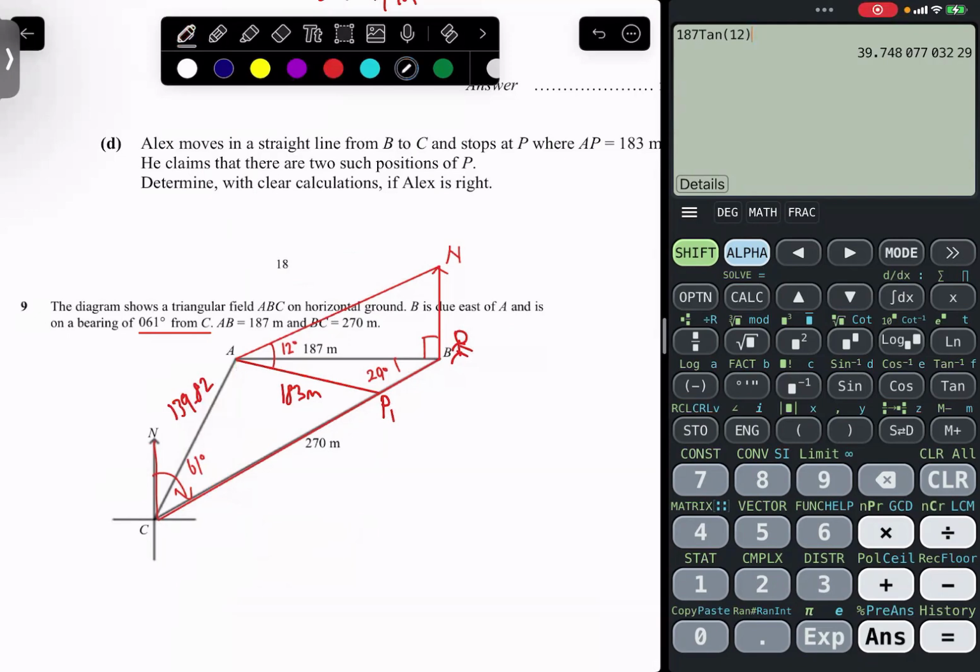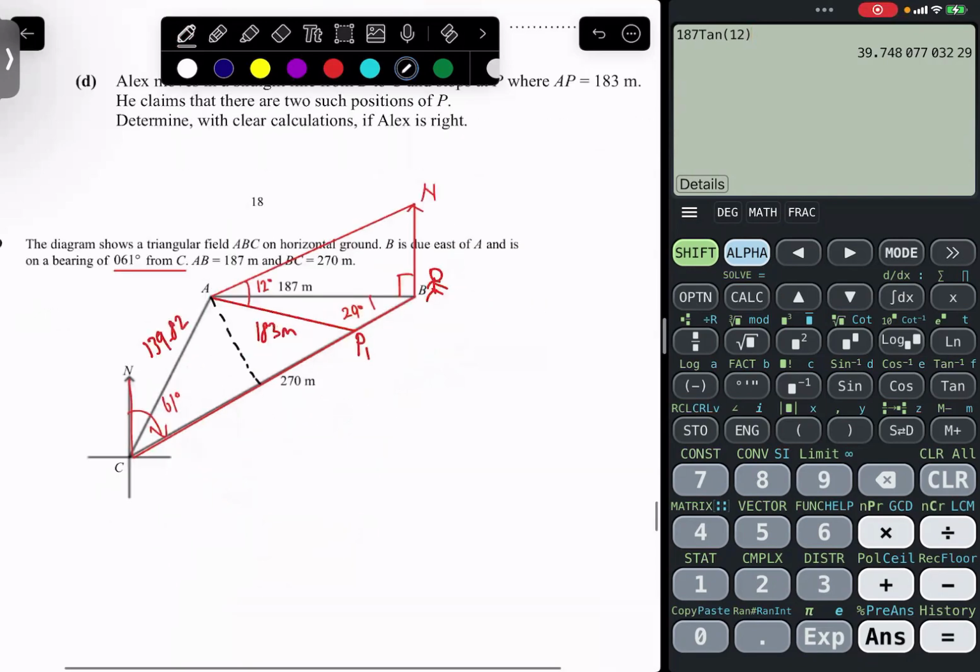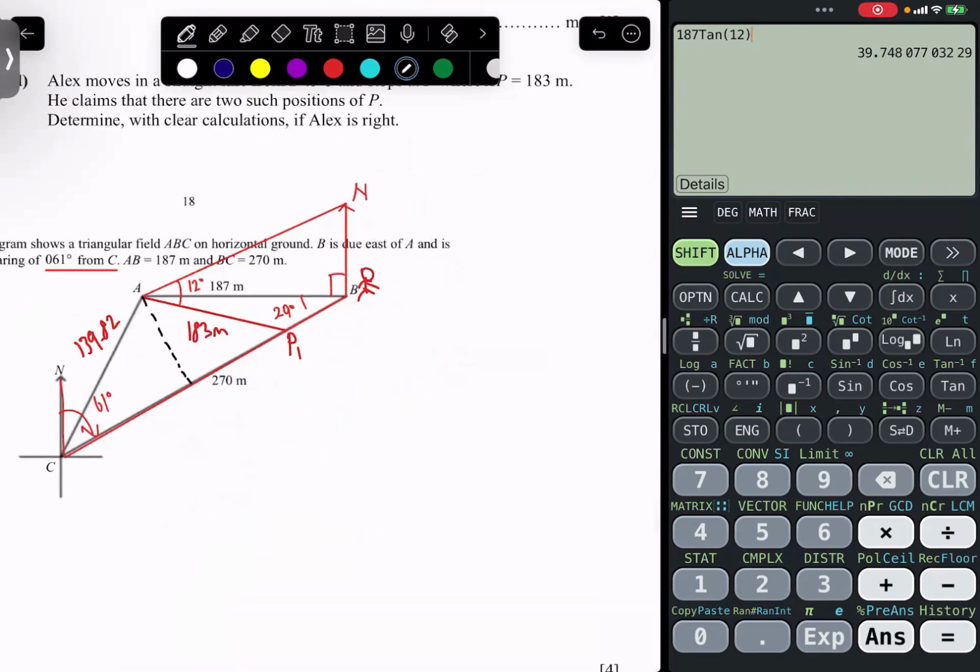Now let's see what I can do. I can find the shortest distance over here. Based on this shortest distance, we can use the area of the triangle that we found just now, or we can use basic trigonometry, because it's going to be a right angle. The perpendicular height equals 187 sine 29, which equals 90.659 meters.